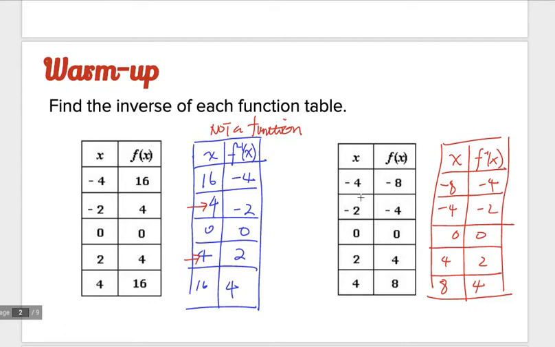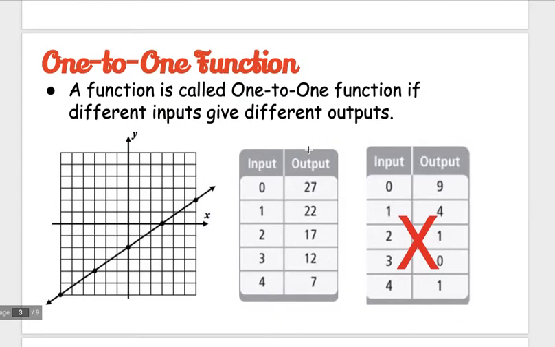As you can see, every single x is different for this one, and every single y is also different. For this one, every single x is different, but every single y is not different. That's the big difference between these two functions that leads to the inverse not being a function for the first one. When x and y are both different, we call this kind of function a one-to-one function. And only a one-to-one function has an inverse that is also a function.